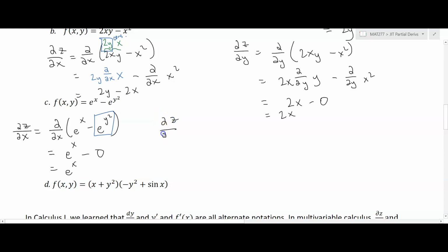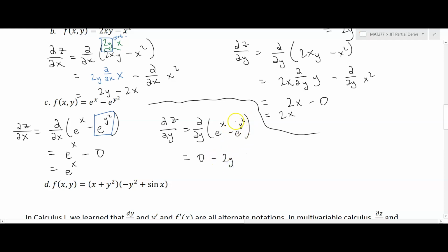Now dz dy will be the derivative with respect to y of e to the x minus e to the y squared. Similar reasoning leads us to the conclusion that the derivative of e to the x is 0. And now we have to use the chain rule on this one. The chain rule is going to take the derivative of the exponent. So the derivative of y squared with respect to y is 2y, times the derivative of an exponential, which is just the exponential. And so my final answer is negative 2y e to the y squared.